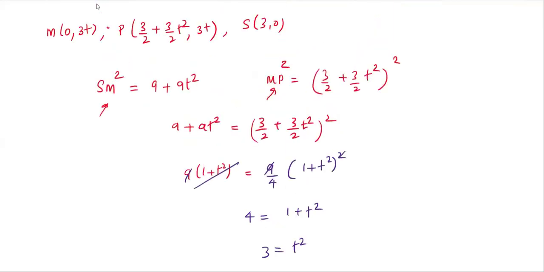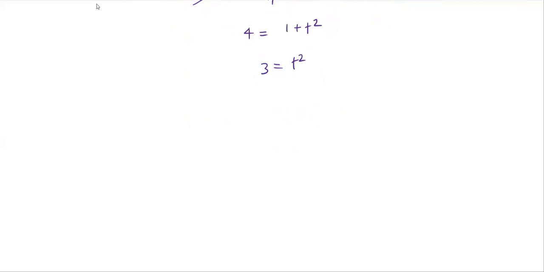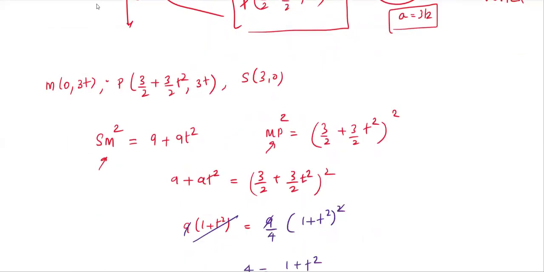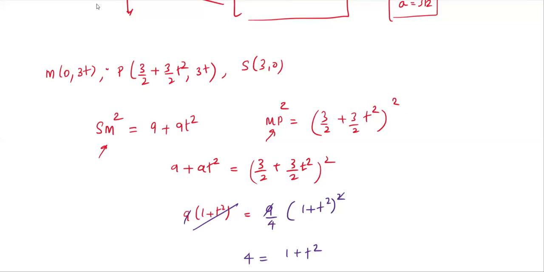I got it. So in this case, what is t? You can substitute. So t square is equal to 3, right? We can substitute the values here. So what is the length of the distance? MP is the length, right? The length is 3/2 plus 3/2 t square, and t square we got as 3. This will be the distance.